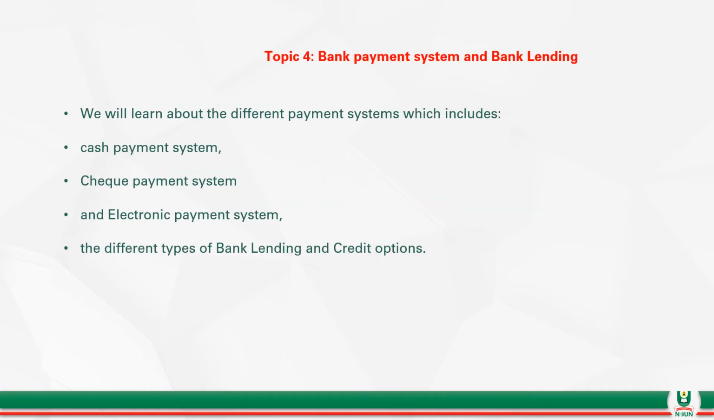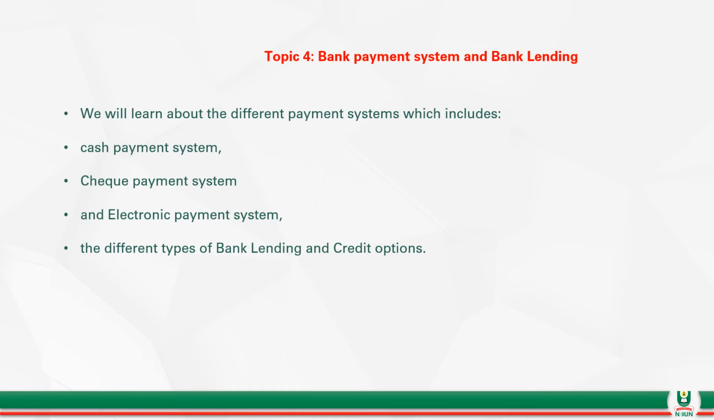Topic 4 talks about the bank payment system and bank lending. This topic would expose us to the different payment systems, which include: one, the cash payment system; two, the check payment system; and three, the electronic payment system or the digital payment system.